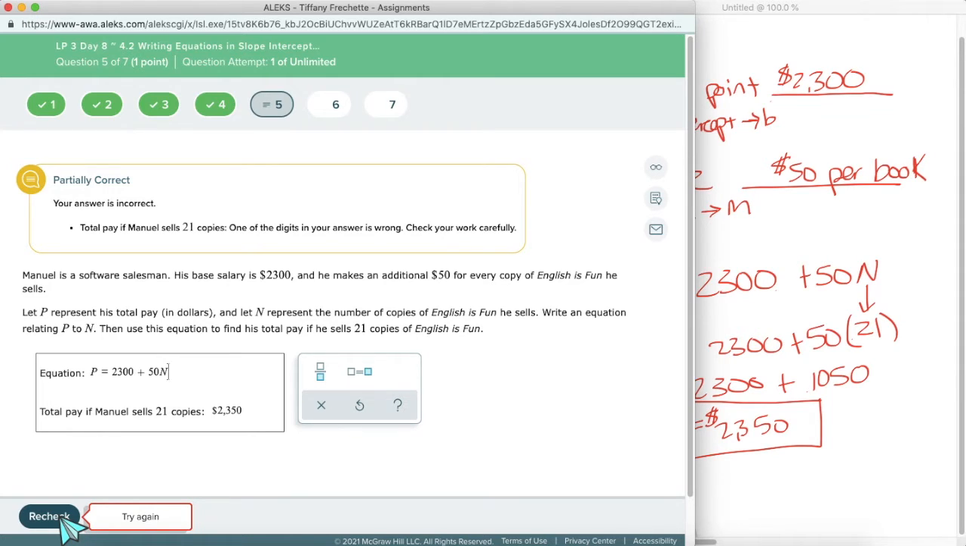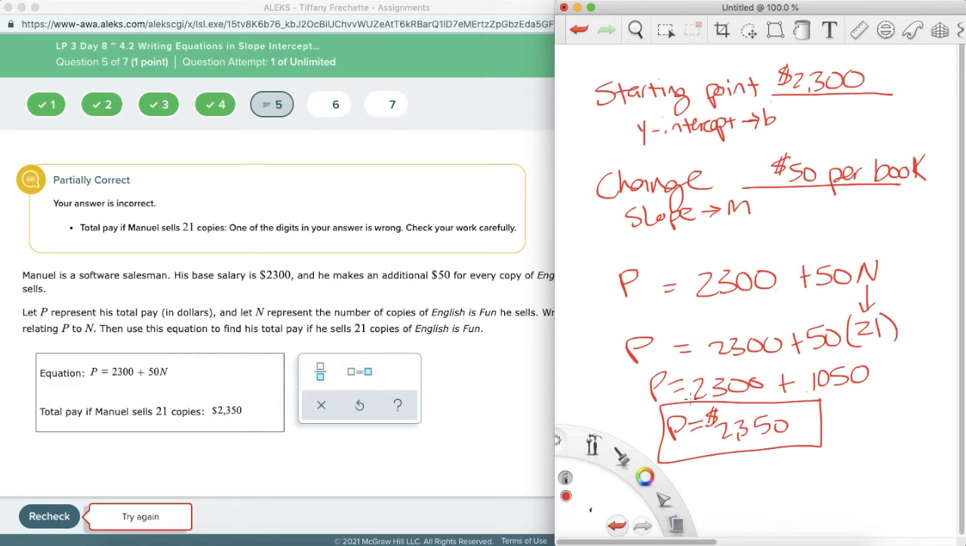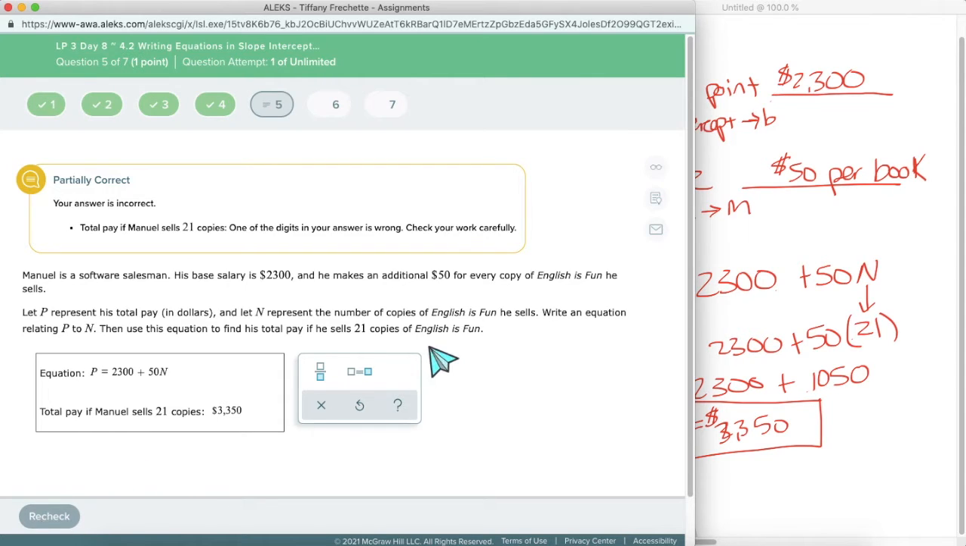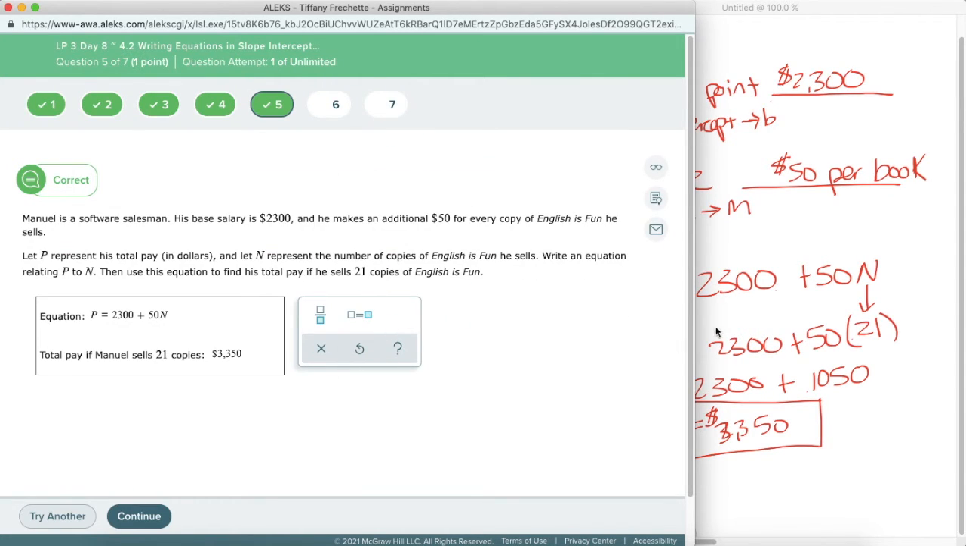Which part of the multiplication did I do wrong? Let's see. Oh, darn it. I forgot to add 1 and 2. It should be 3,000. Silly me. For some reason, I forgot to do that part. So, oops. Do we all make mistakes? Of course we do. We just need to go back and look.